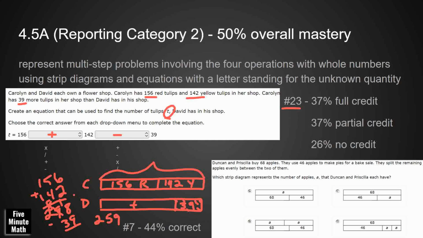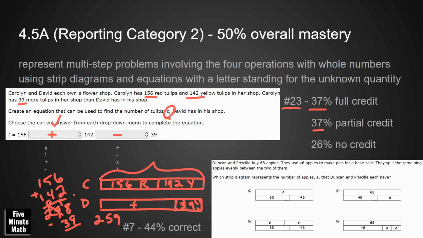As you can see, only 37% of our students got full credit on this one. That means they got both correct. If you got partial credit, you got 1 out of 2 correct. We don't know which one they got correct more. By guess, it was probably this first one. I would think a lot of students just added both times rather than drawing that strip diagram to represent it.